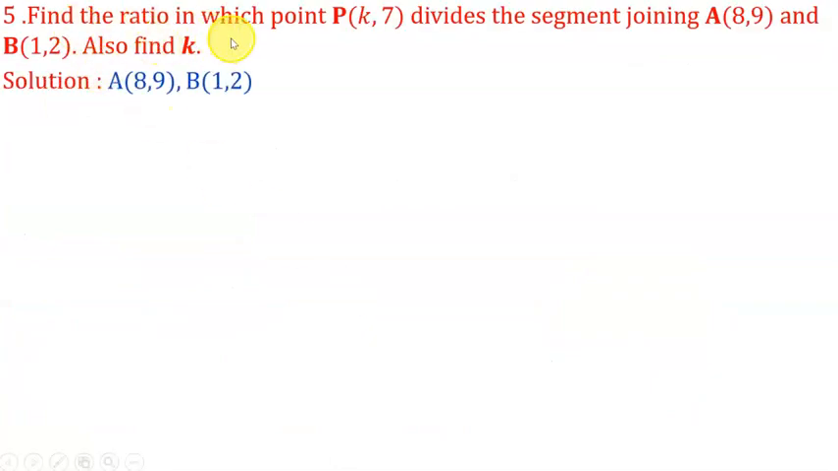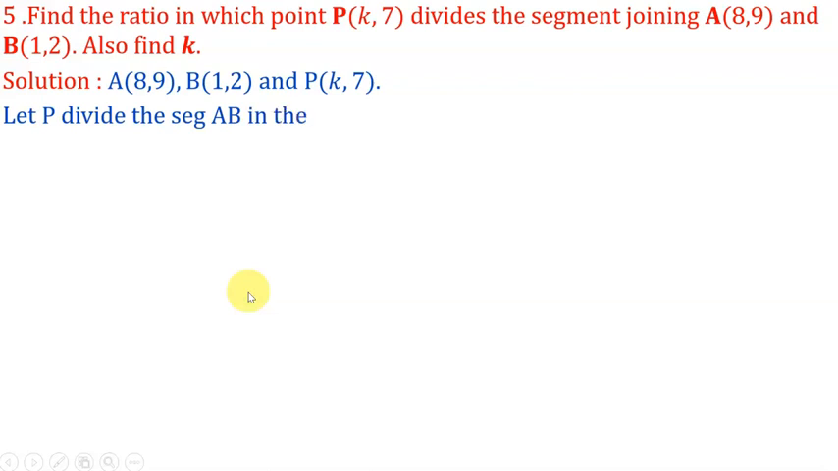Now next example. Find the ratio in which point P(K, 7) divides the segment joining A(8, 9) and B(1, 2). Also find K. Okay. Here P divides AB. Then find the value of K and the ratio also. Here we know 7, means we know the y coordinate of the point P, so we will first find out the ratio.